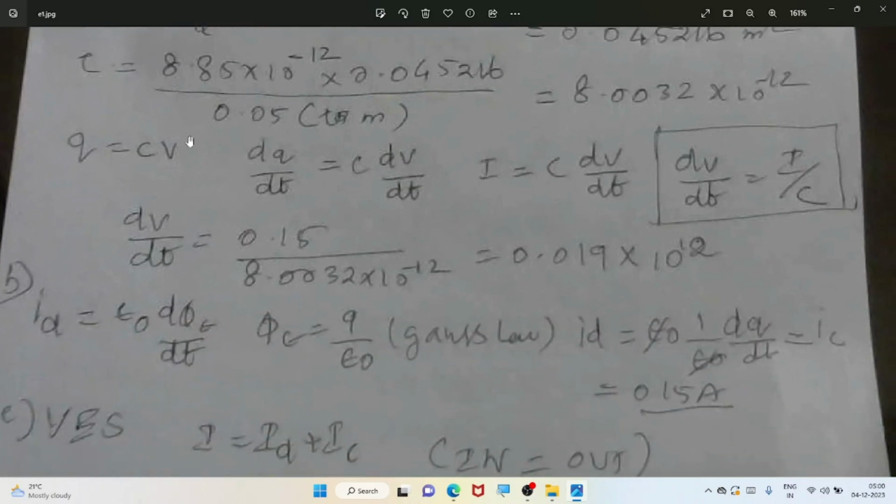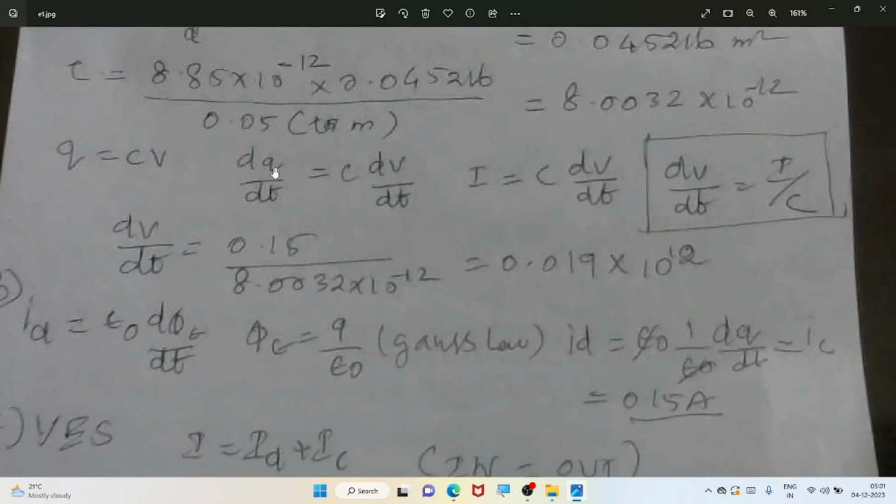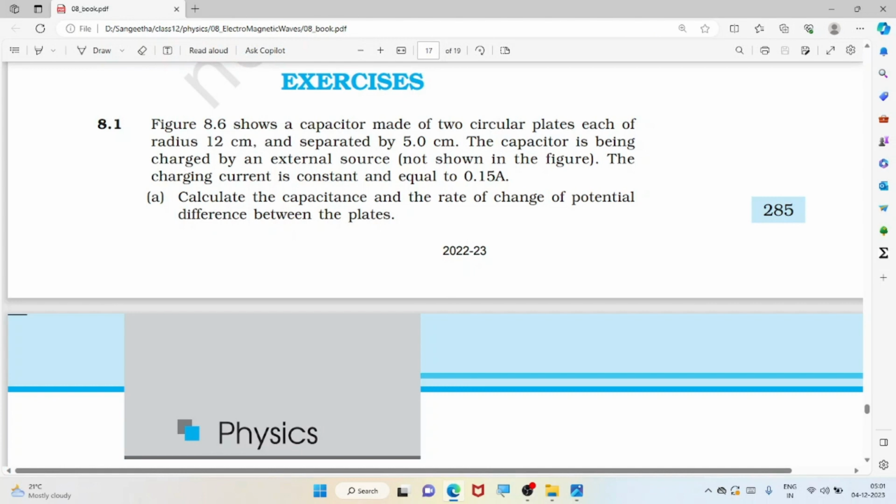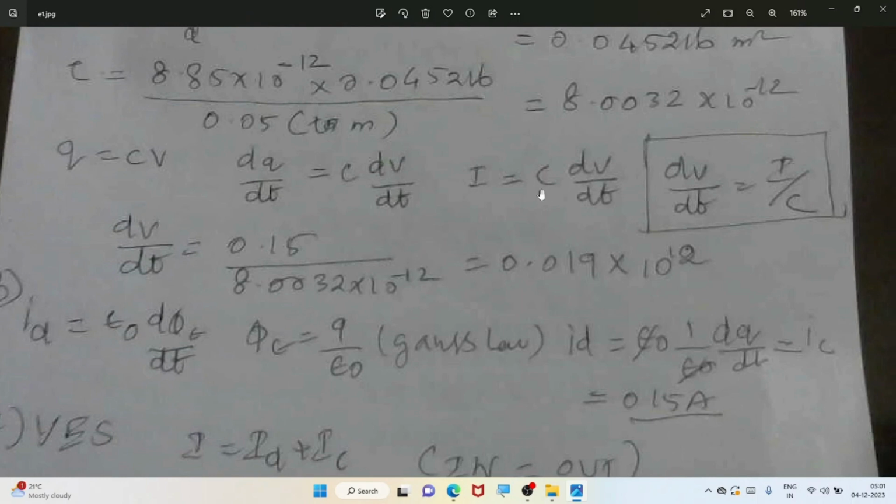Now Q equals C V; we differentiate with respect to time, then you get dq by dt, which is nothing but the current, 0.15 ampere. Now the rate of change of potential they are asking: dV by dt equals I by C, current divided by capacitance. So this is the rate of change of potential.